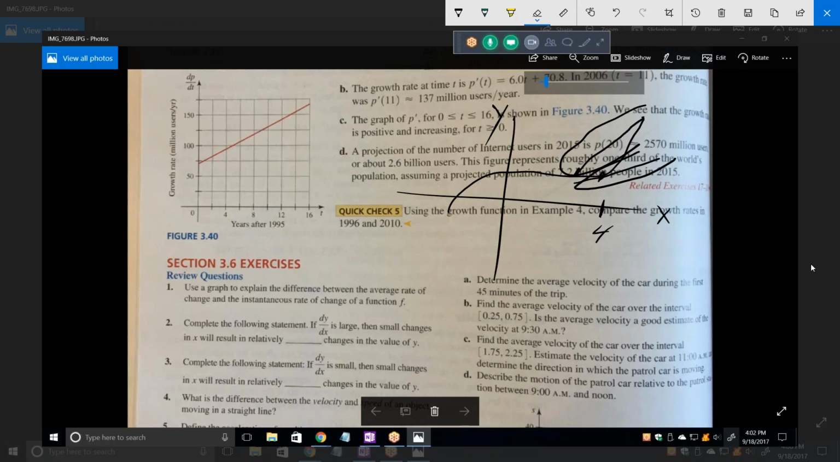Okay. Yeah, hold on a second. Let's see. It doesn't like it when I try to erase this stuff.